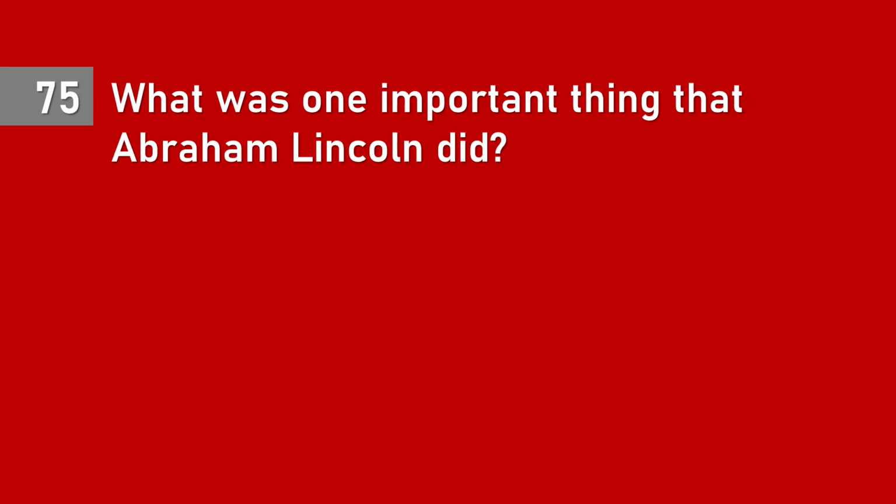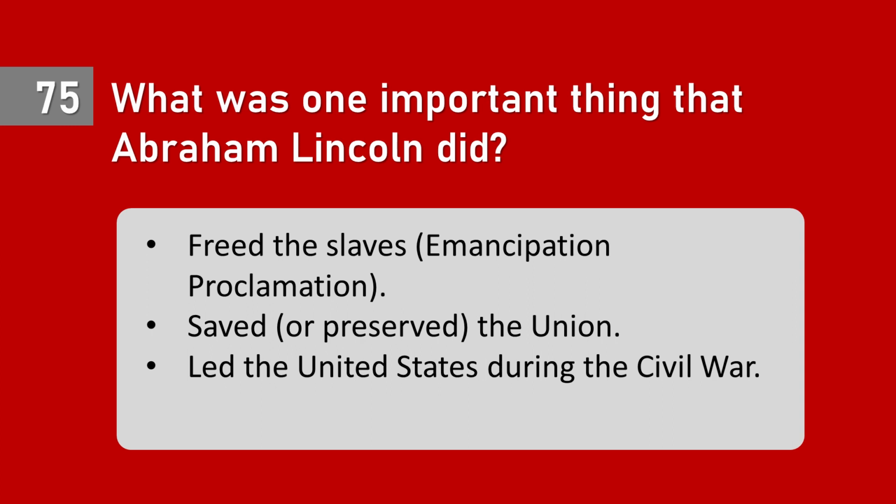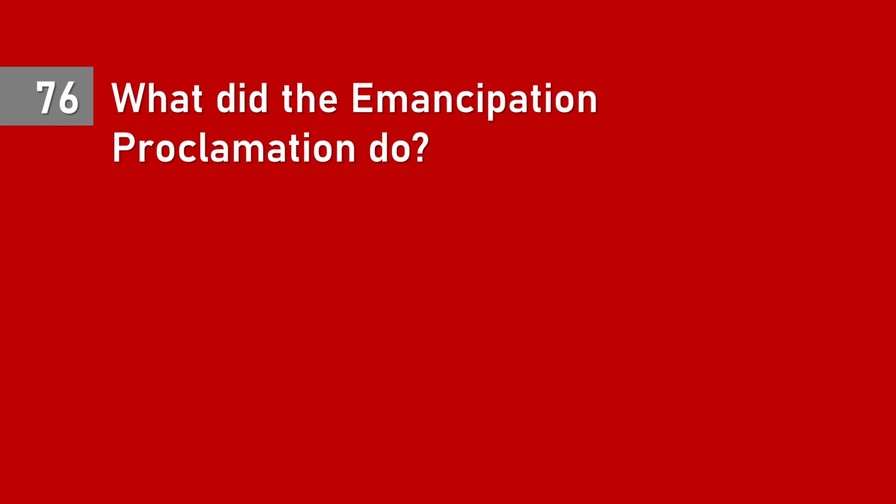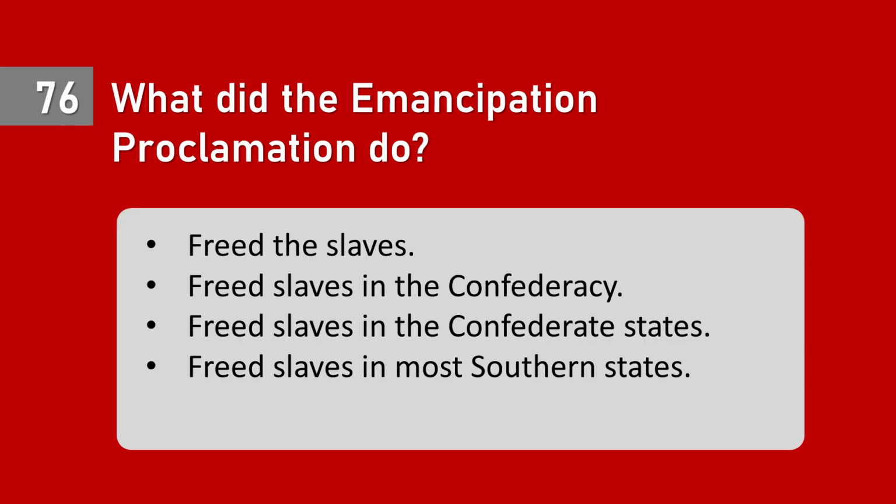Question 75. What was one important thing that Abraham Lincoln did? Freed the slaves, Emancipation Proclamation. Saved or preserved the Union. Led the United States during the Civil War. Question 76. What did the Emancipation Proclamation do? Freed the slaves. Freed slaves in the Confederacy. Freed slaves in the Confederate States. Freed slaves in most Southern states.